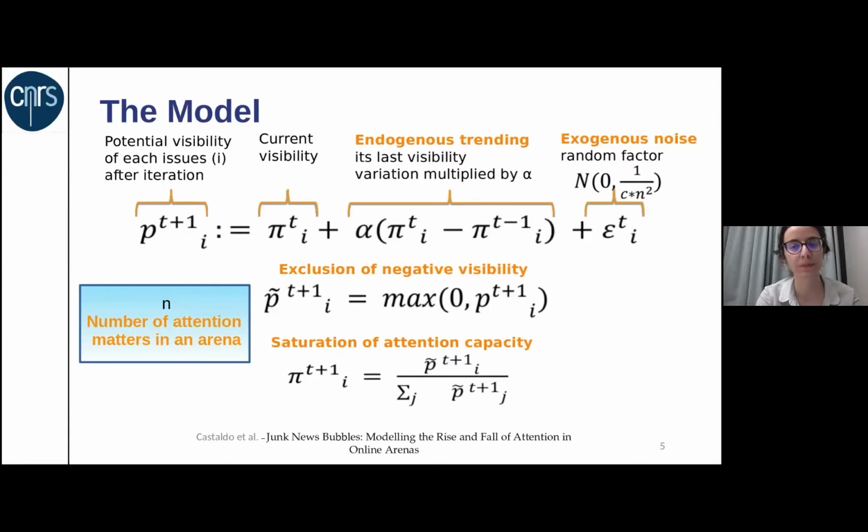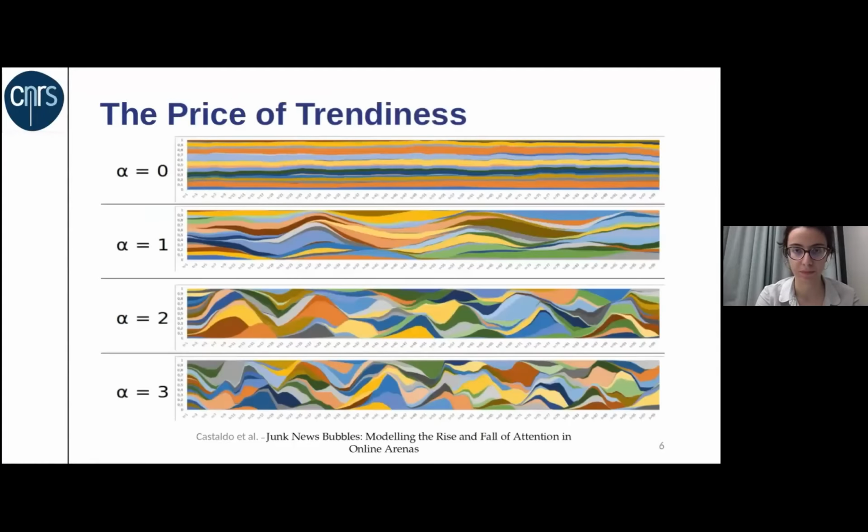By doing so, we grant the sum of the visibility of the item over the arena to be always equal to 1 at each time step. One of the strengths of this model is that it needs very few parameters. The most important one is alpha. Alpha models the importance that is given to trendiness in different arenas, and therefore is our way to represent recommender systems. To understand the role of these parameters in our model, we simulated the dynamic for different values of alpha.